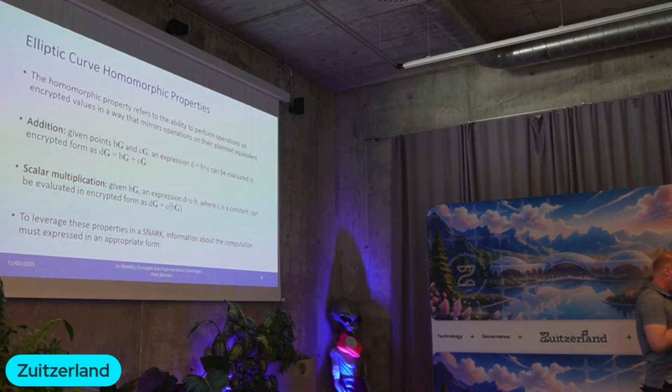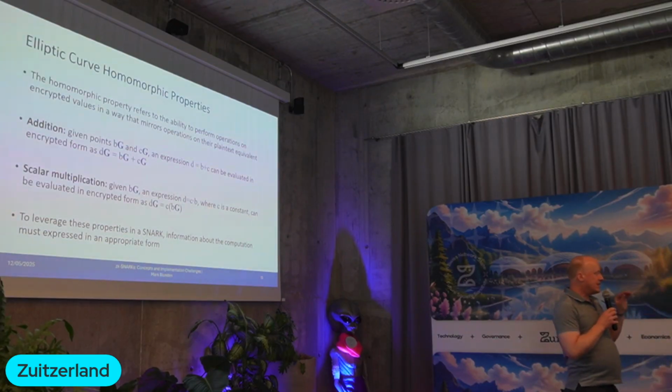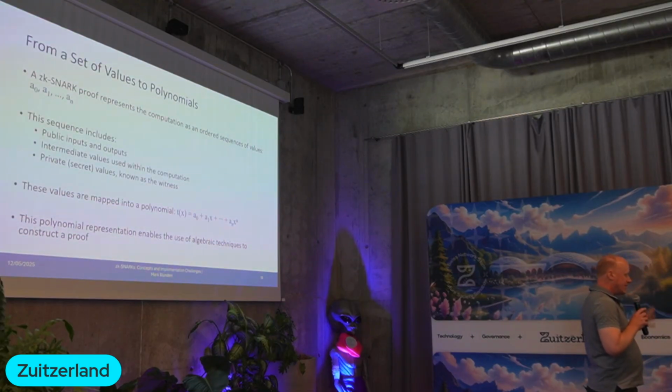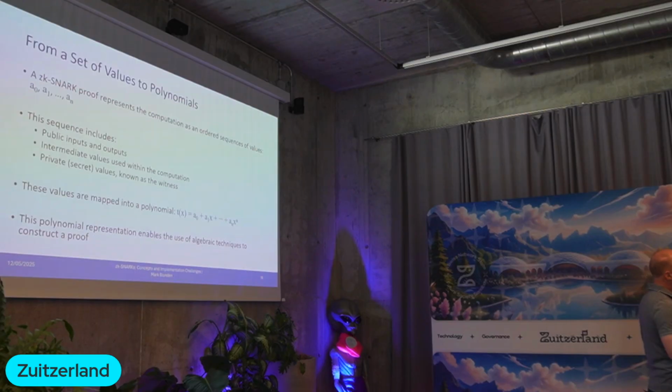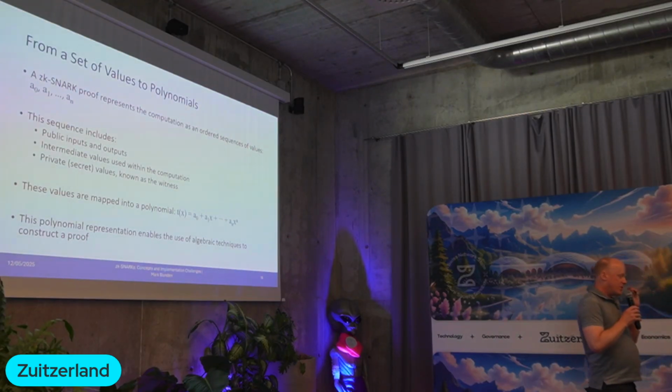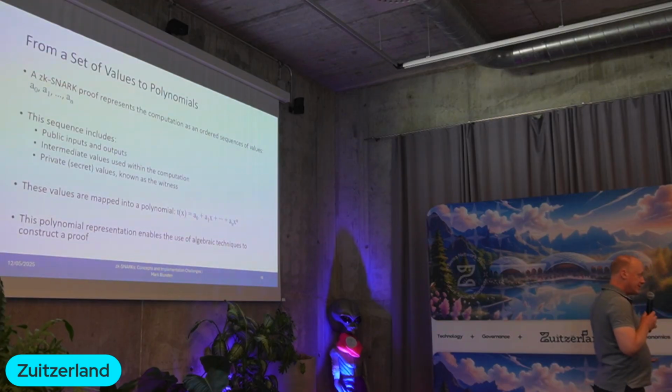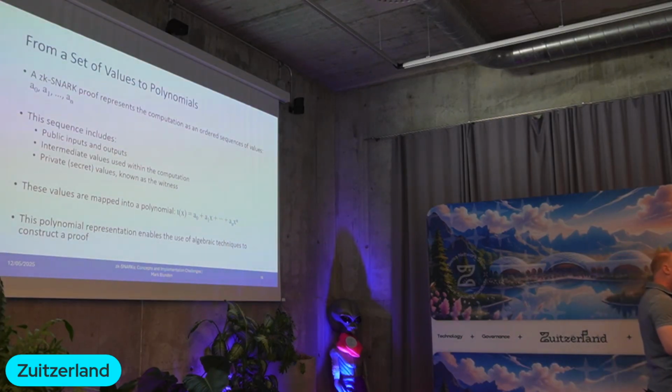We can do useful things with those, but first of all, we have to take the information used by the SNARK and put it into a form that we can then use to leverage these properties. So to do this, we're going to convert the SNARK information into a polynomial representation. So we'll say the SNARK works on a sequence of values, A0 up to AN. Each value is an integer within a certain range, defined by a finite field. This would include public inputs, outputs, some private values, and also all the intermediate values used within the computation.